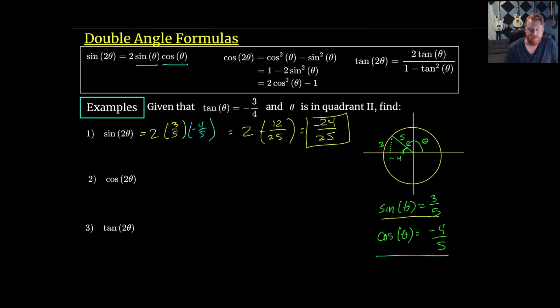So again, we'll probably want to use these values over here, but we have a decision to make. Which version do we want to use? Do we want to use the cosine squared minus sine squared version?